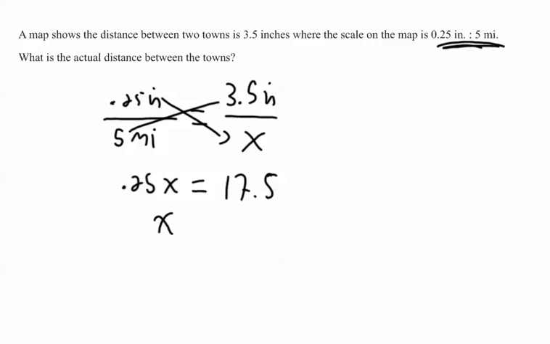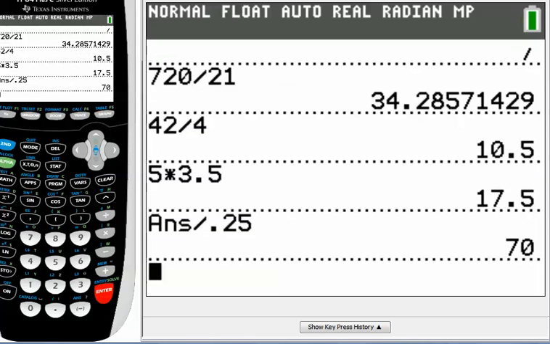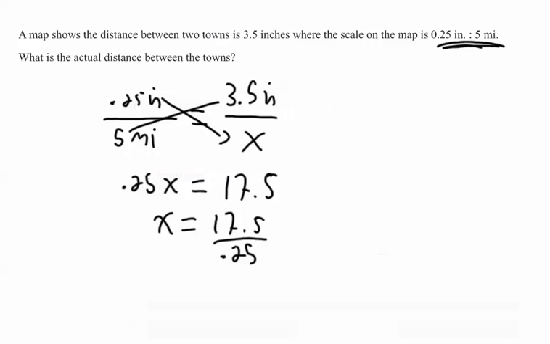Then we can divide both sides by 0.25. And I get 70. So that's 70 what? Well, x is 70 miles.